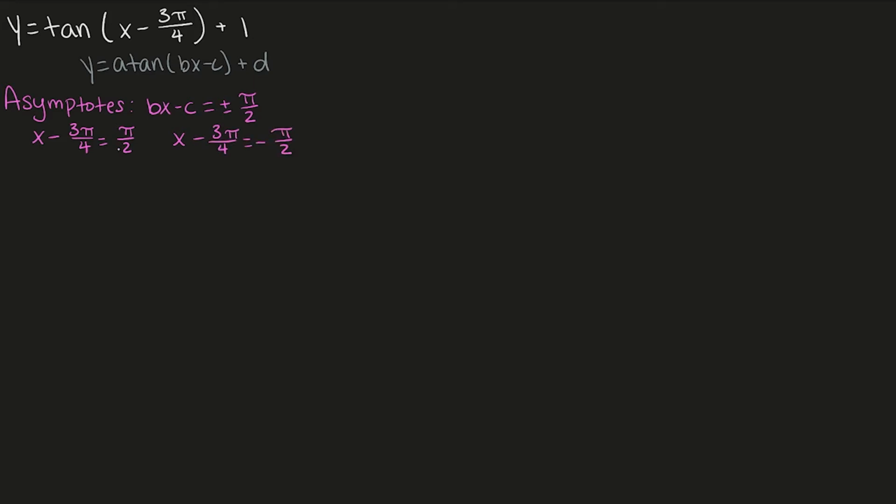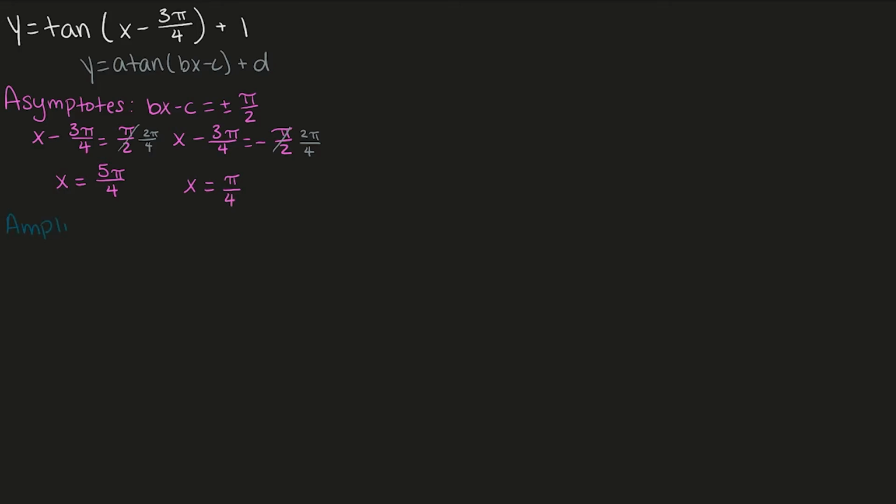We'll add 3 pi over 4 to both sides. We can rewrite pi over 2 as 2 pi over 4. So when you add 3 pi over 4, you get 5 pi over 4. And when you add 3 pi over 4 to negative 2 pi over 4, you get pi over 4. So those are our two asymptotes of this function.